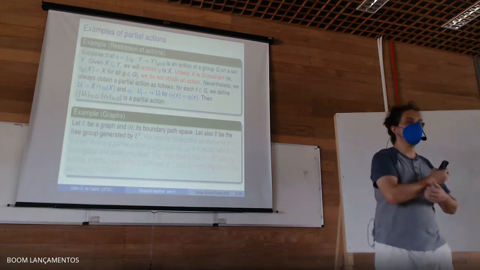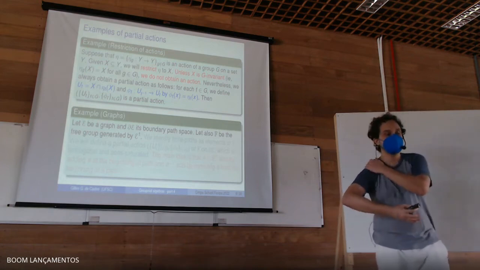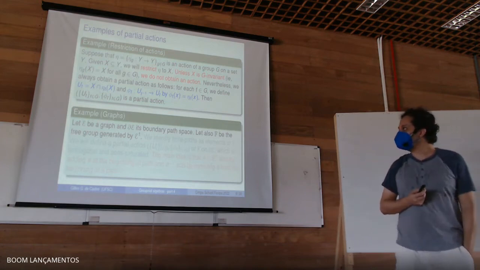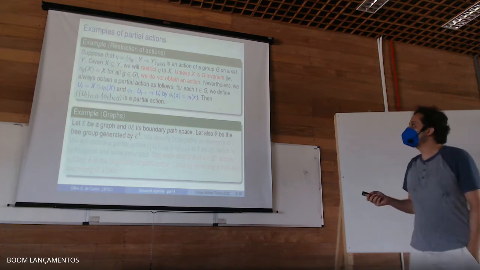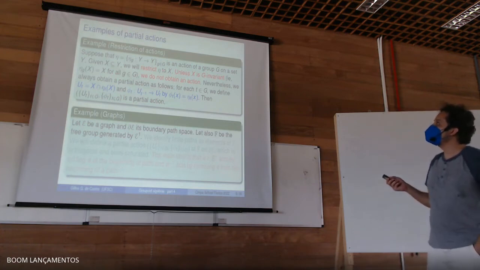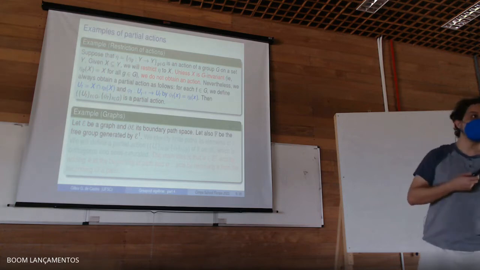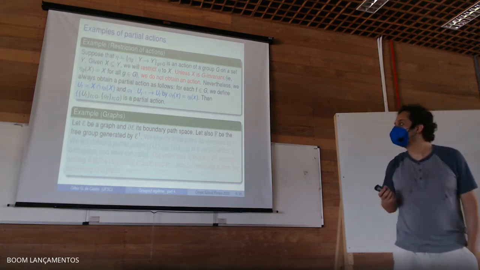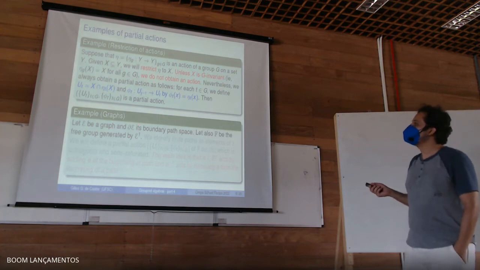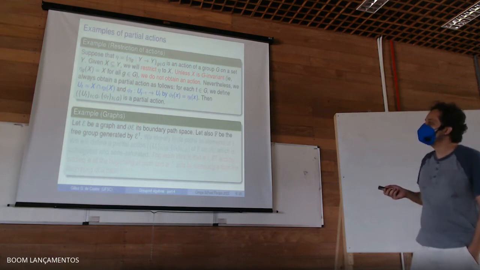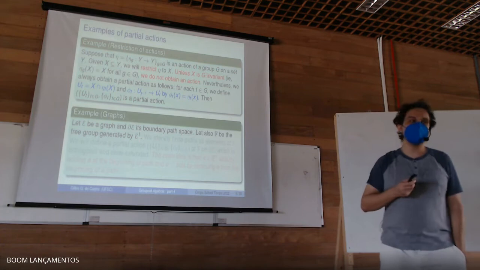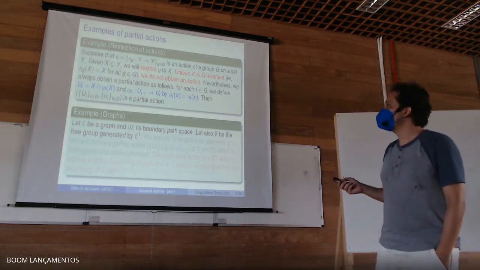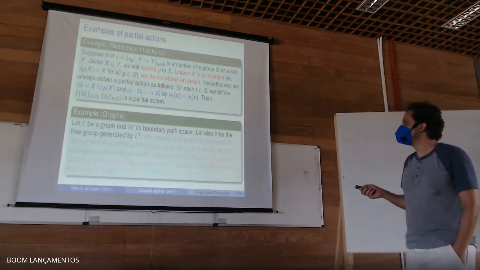And the other example that I want to talk about is the example of graphs, because that's to connect with Leavitt path algebras. We want to try to define a partial action given a graph. The set where we're going to act is going to be the boundary path space that Daniel defined, I think, on the first day. And the group that's going to act is going to be the free group generated by the edges of the graph. So that's the set, and that's the group.